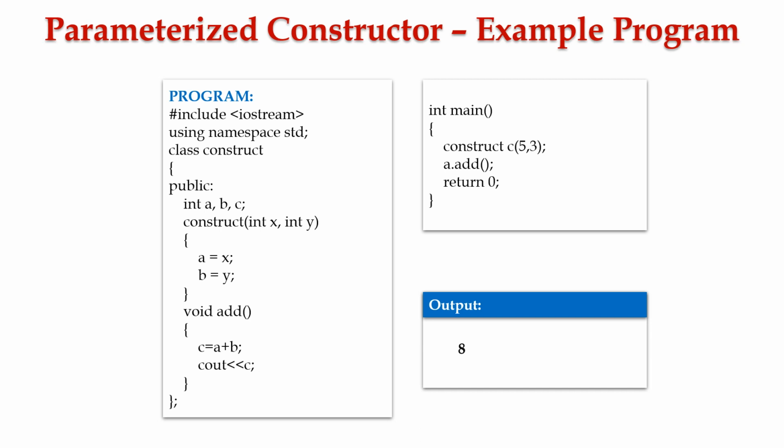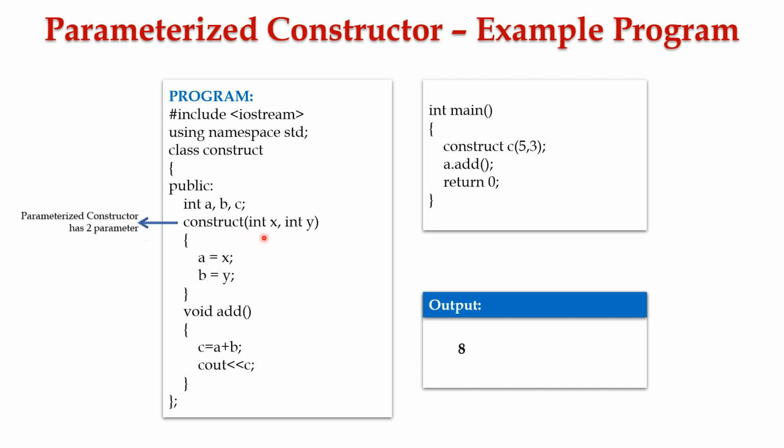Let's have an example program for a parameterized constructor. In this example program, we have defined the class definition for class construct. Here we have the public access specifier for the variables which we have declared. The variables A, B, and C are declared using the integer data type. Next we have the function construct. Since the function name and the class name are similar, it is called a special function, that is a constructor.